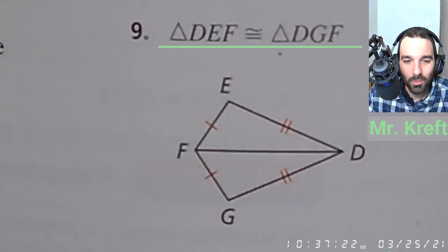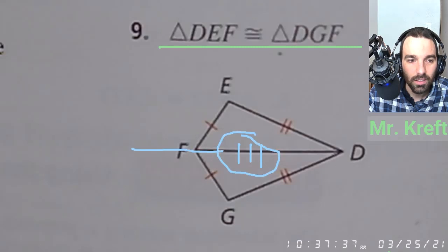So, is this a true statement? Okay, let's check this out. I really appreciated a couple of students who added in that yes, they are congruent, because did you guys check this out? FD is going to be congruent to FD. This right here is the reflexive property.